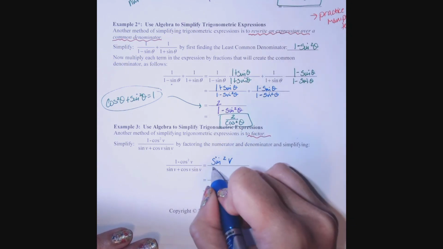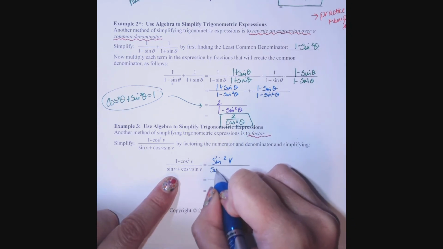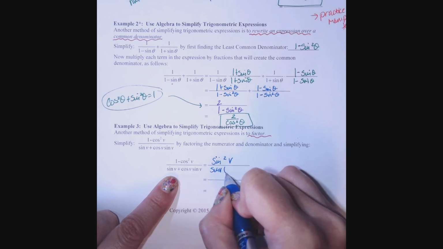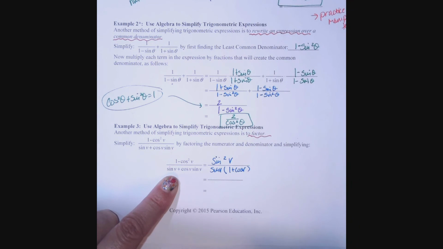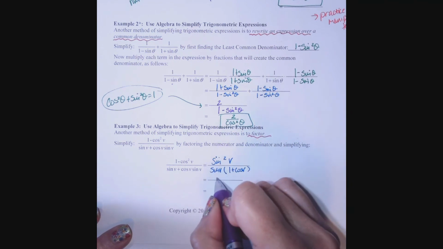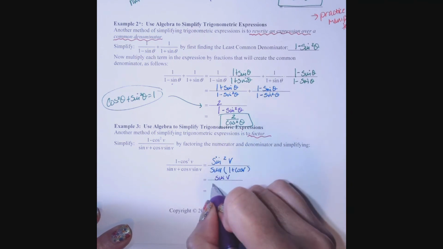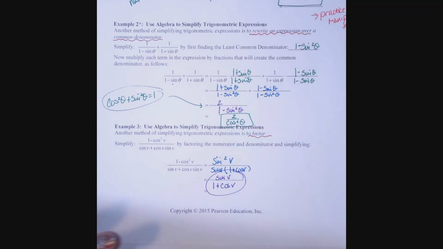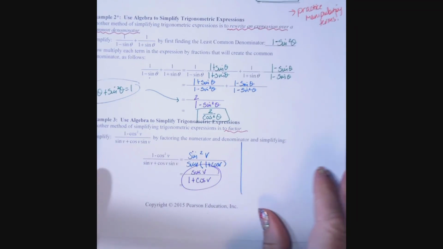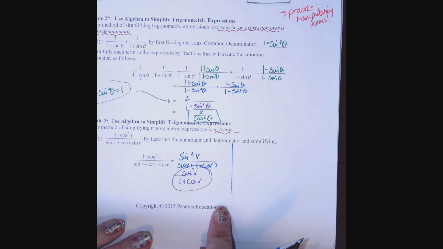My denominator, let's factor out that sine v. I have sine v times (1 plus cosine v). Well, when I factor out that common sine v, I get sine v over 1 plus cosine v. That's one way to do it. Let me show you another way to do it. So you don't have to do both, but this gives one way to simplify.